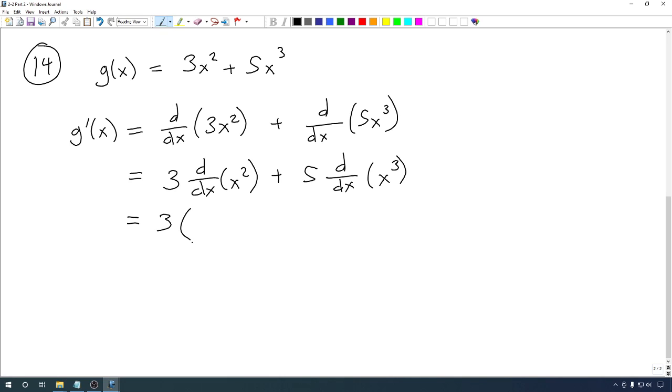Finally, we put our power rule to use. Remember here, this is x to the power 2, so we bring that 2 out in front, and reduce that 2 by 1. So 2 becomes a 1. Of course, here x to the 1 is just an x. Over here, this time our power is 3, so we bring that 3 out, and now we reduce the 3 to a 2.